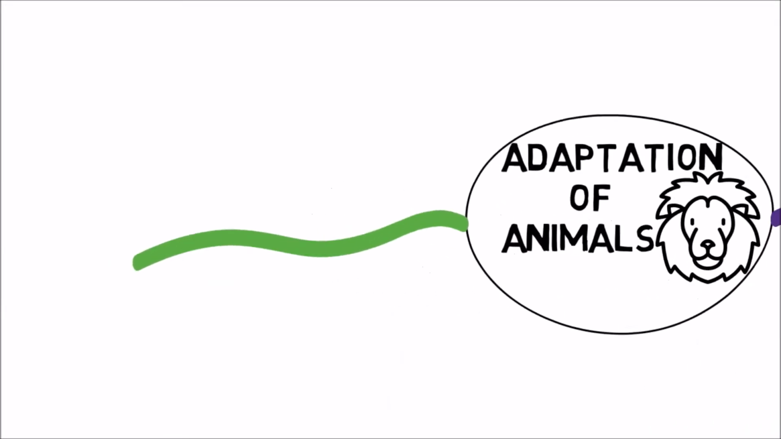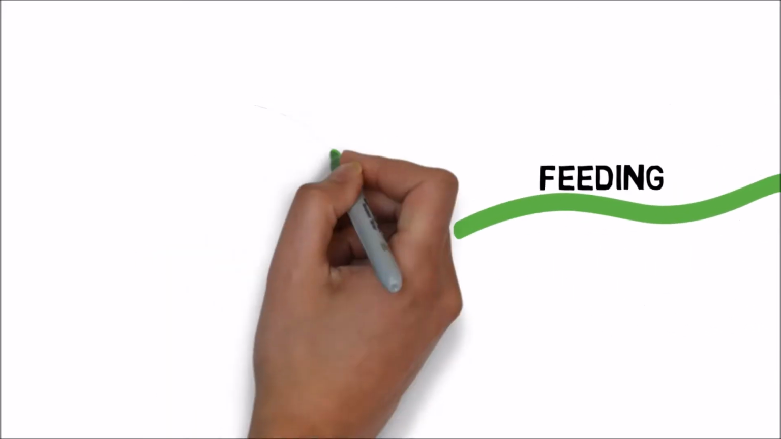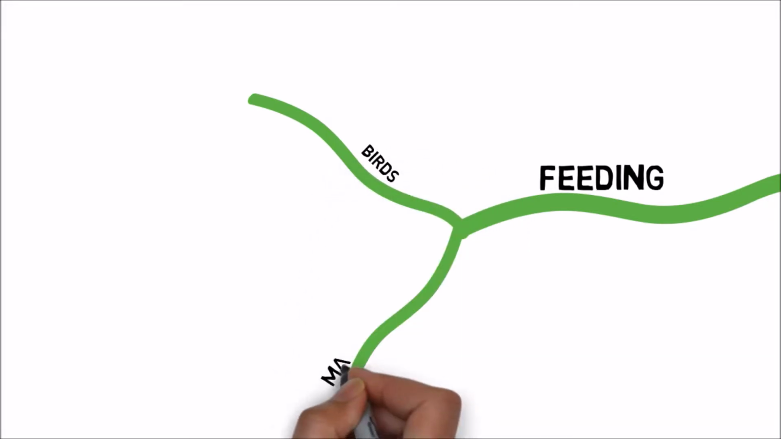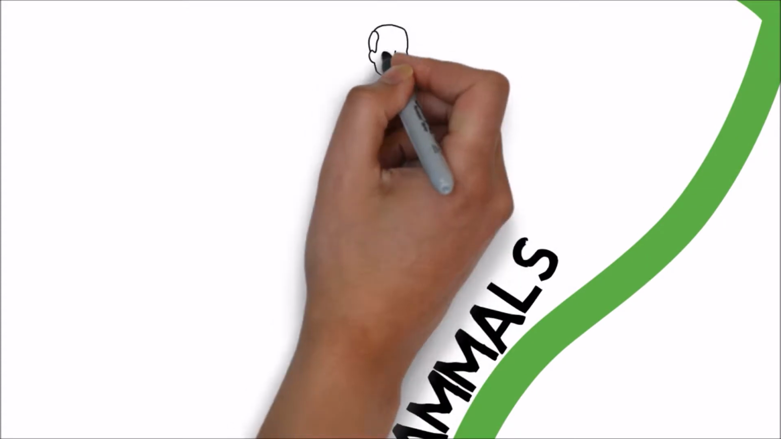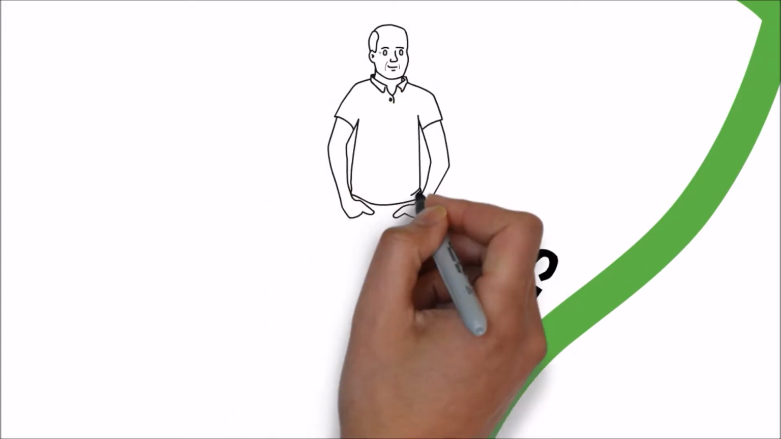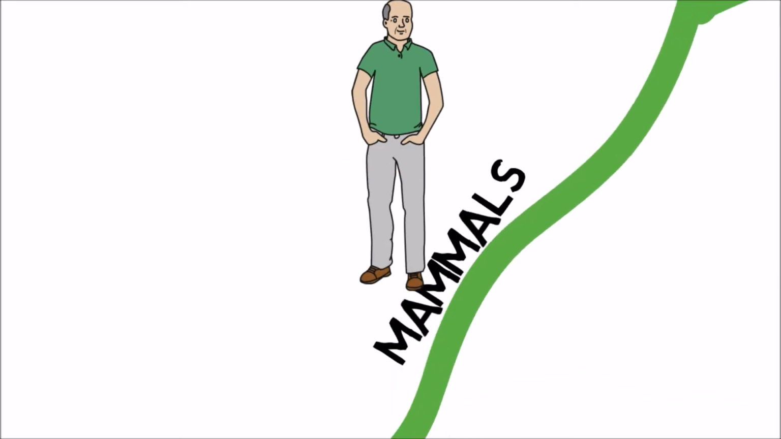So on one route, I'm going to indicate feeding, and feeding I'll further divide it into two branches or sub-routes. One will be birds and the other one will be mammals. So let me concentrate on the mammals for now. And what comes to mind when you think about mammals? For me, I'm going to draw a picture of a man. And you can use any image that you like. You can use a dog, which is a mammal. You can use an elephant, and so on.